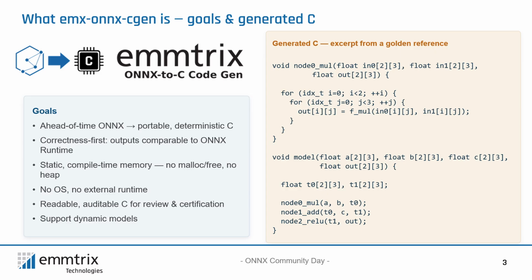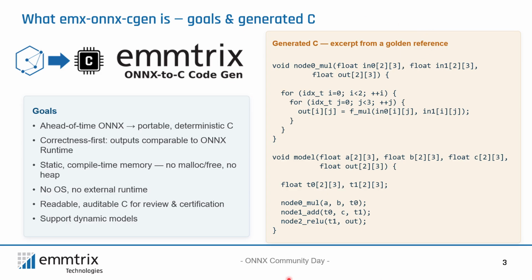The goal is that the C code is runnable on embedded systems, especially deeply embedded systems, so without dynamic memory consumption. So it is not allowed to use malloc, free, no heap. Everything must be static, and memory must also be managed at compile time. There is no requirement for an operating system or an external runtime. And it generates readable and auditable C code that is also especially used in certification environments. And very important is that it supports dynamic models.